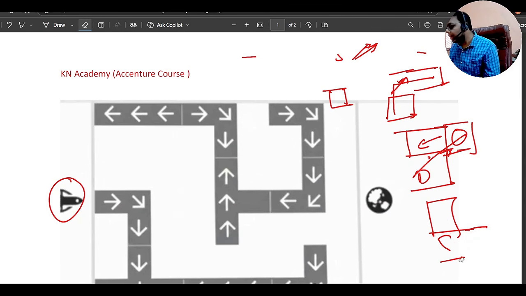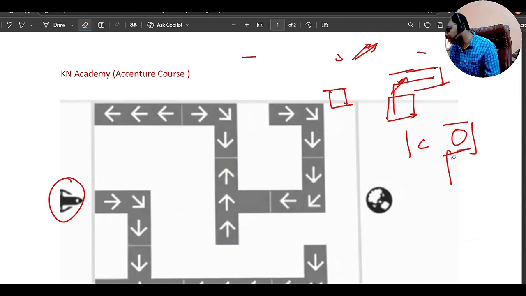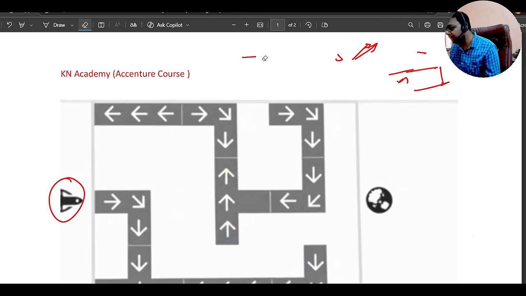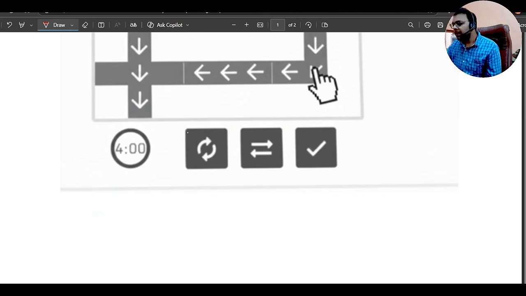Now you will be getting 2 buttons. Understand the 2 buttons very carefully, because if you understand these buttons carefully, you will master this game. I can guarantee you. This is the rotation button.